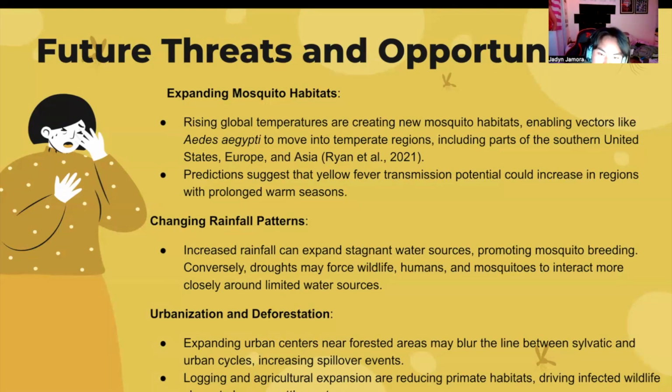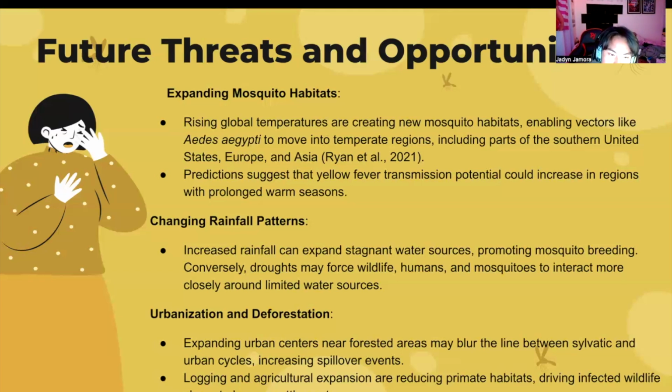Increased rainfall creates more stagnant water sources, which promotes mosquito breeding. On the other hand, drought forces wildlife, humans, and mosquitoes into closer proximity around limited water resources, increasing the chances of virus transmission. Lastly, urbanization and deforestation exacerbate the issue.